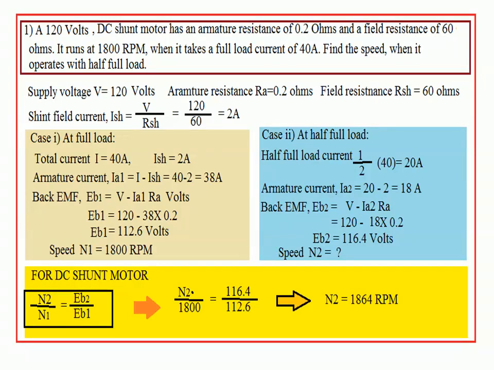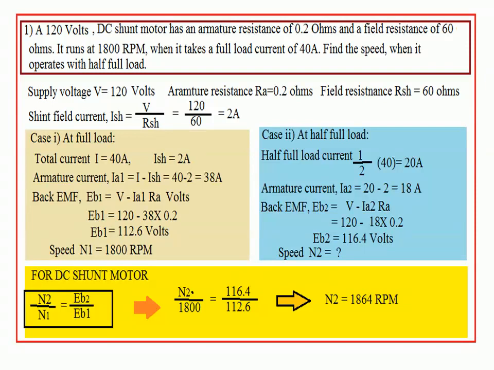What are the parameters given for full load? You write down case 1. The total current drawn by the motor is 40 ampere. Since the given motor is a shunt motor, you have to calculate the shunt field current. Shunt field current equals V by Rsh, which is 2 ampere.